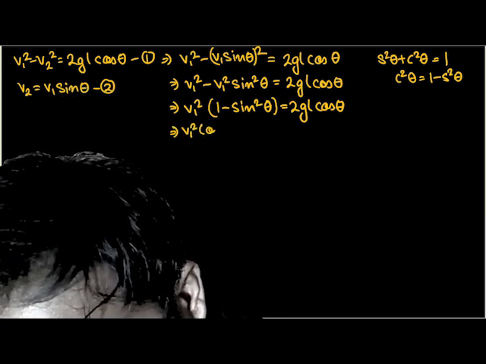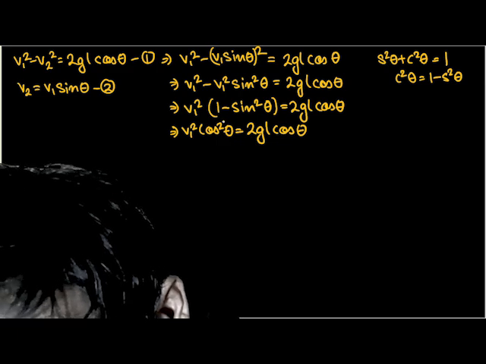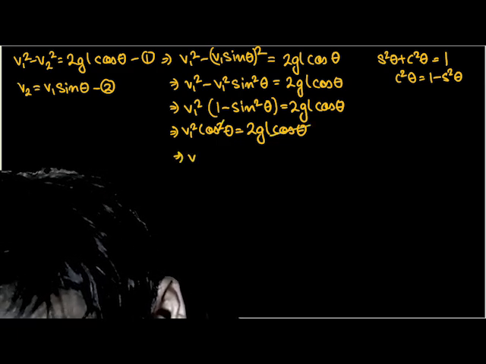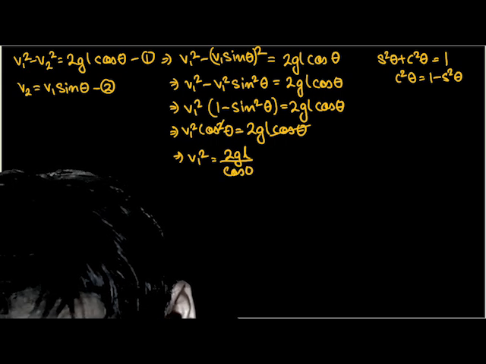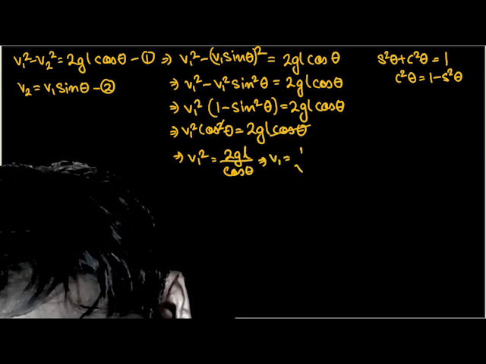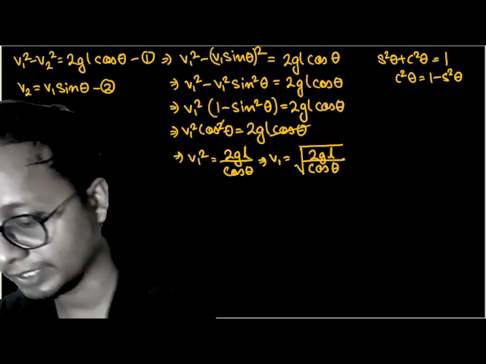So V1 square cos square theta is equal to 2GL cos theta. So cos square theta and cos theta will get cancelled, or V1 square is equal to 2GL by cos theta. Or V1 is equal to under root of 2GL by cos theta. So this is our answer.